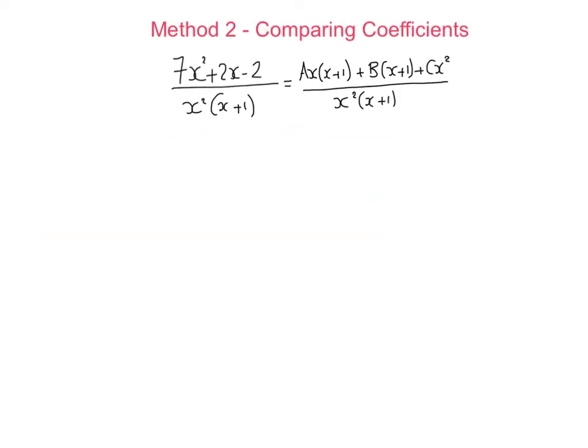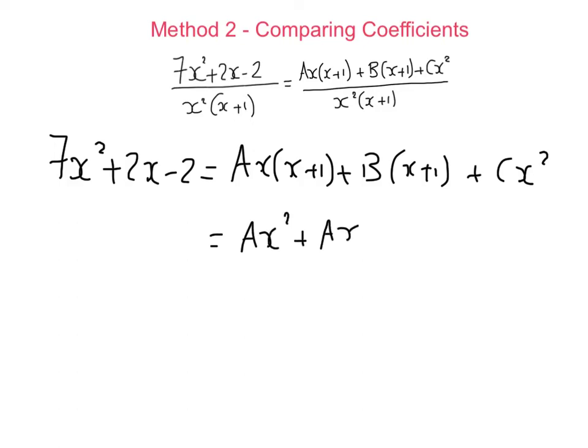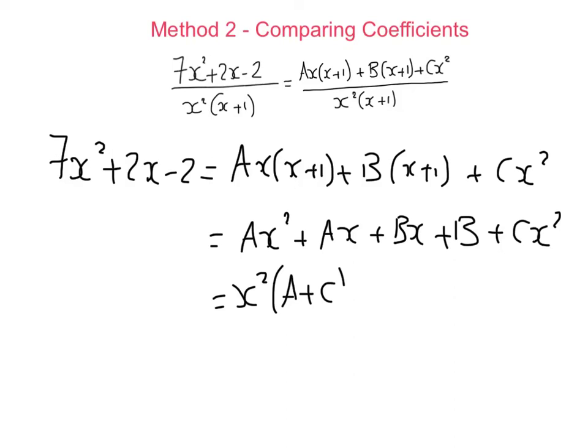Method 2, comparing coefficients. So let's look at that top line again, because we know we've got the bottom sorted. 7x squared plus 2x minus 2 has to always equal ax times x plus 1 plus b times x plus 1 plus cx squared. Let's expand out that right-hand side. Ax squared plus ax plus bx plus b plus cx squared. Let's tidy it up a little bit. How much x squared have I got? A plus c. How much x have I got? A plus b. What else have I got? B.